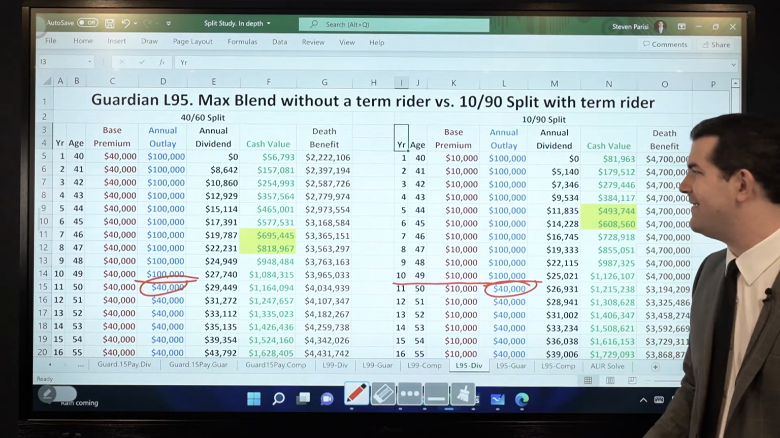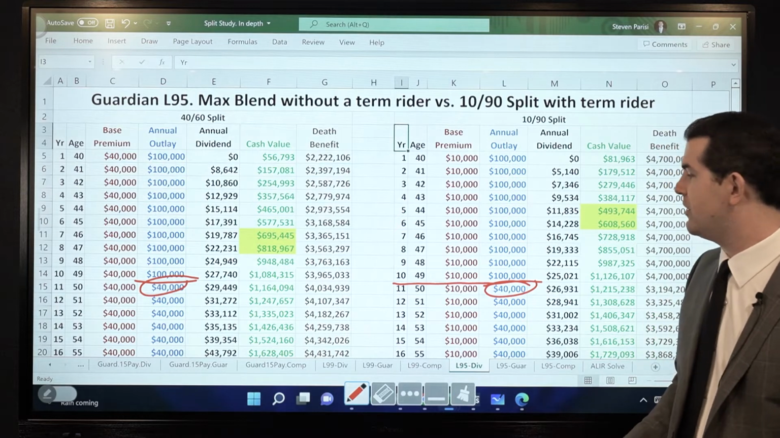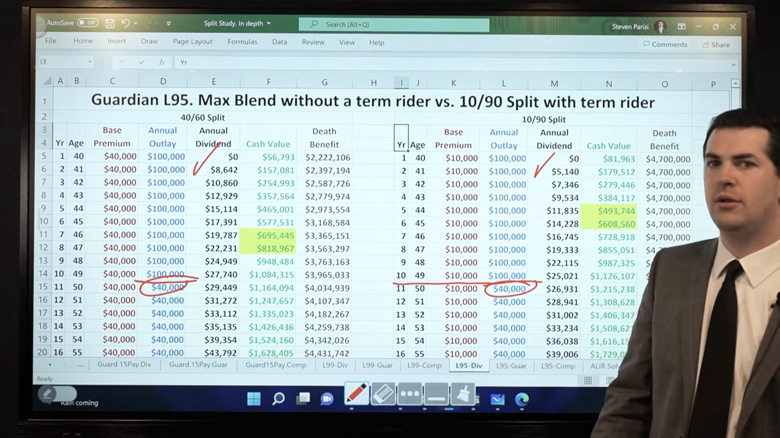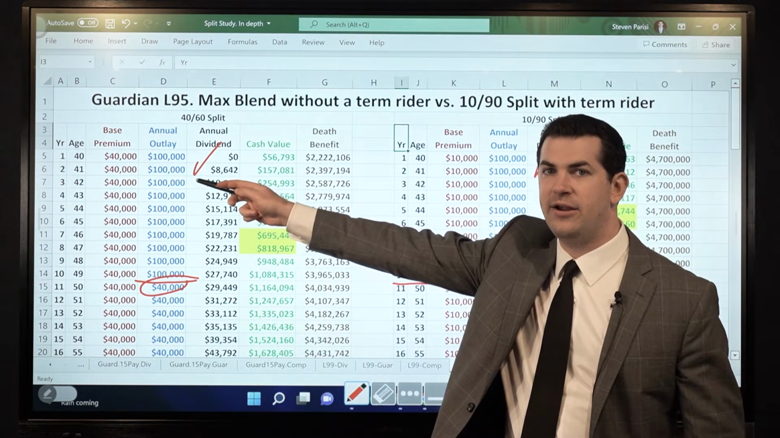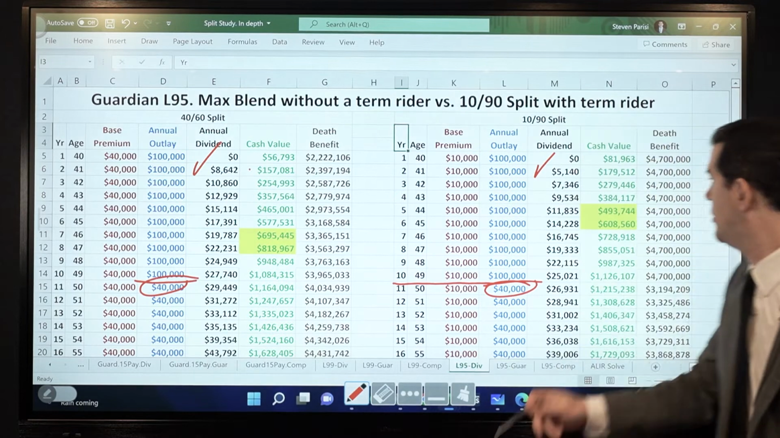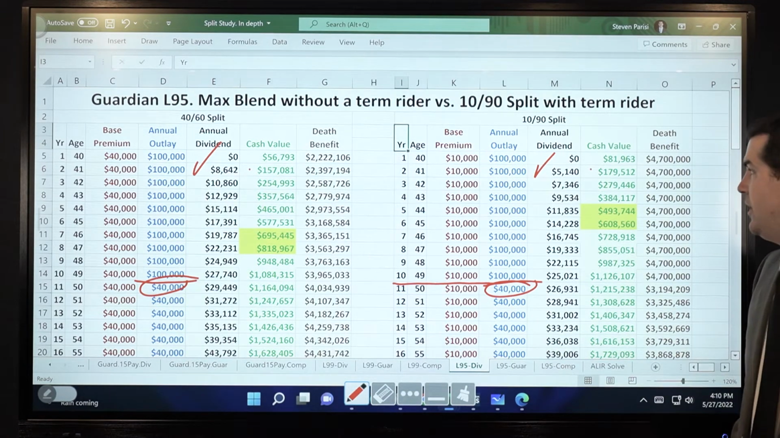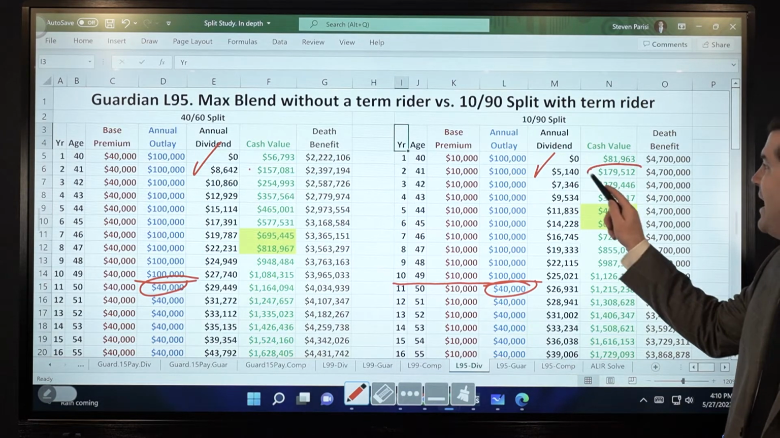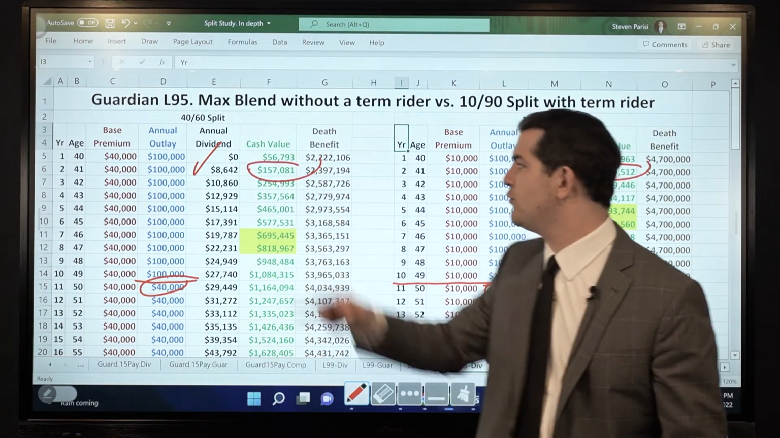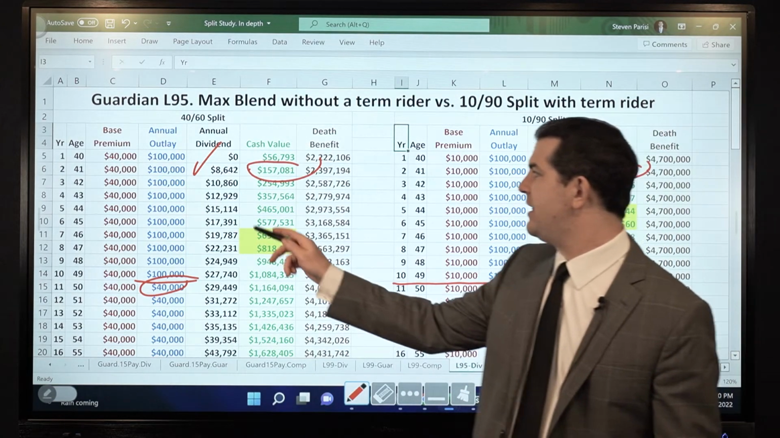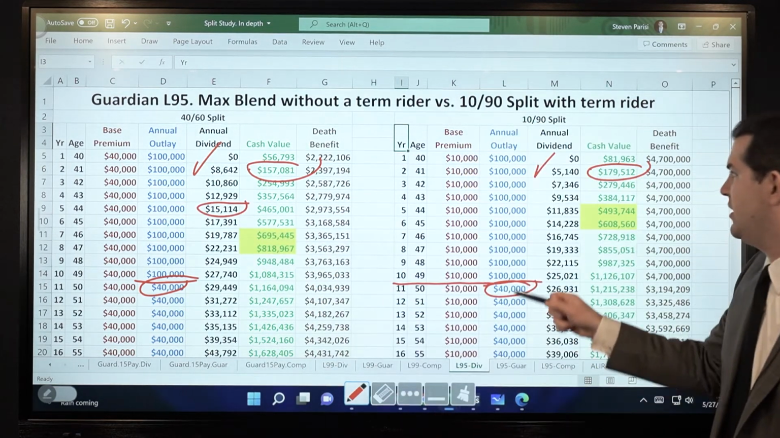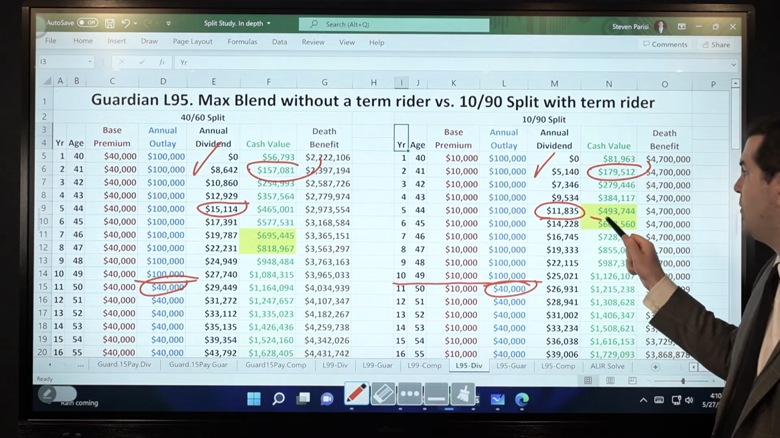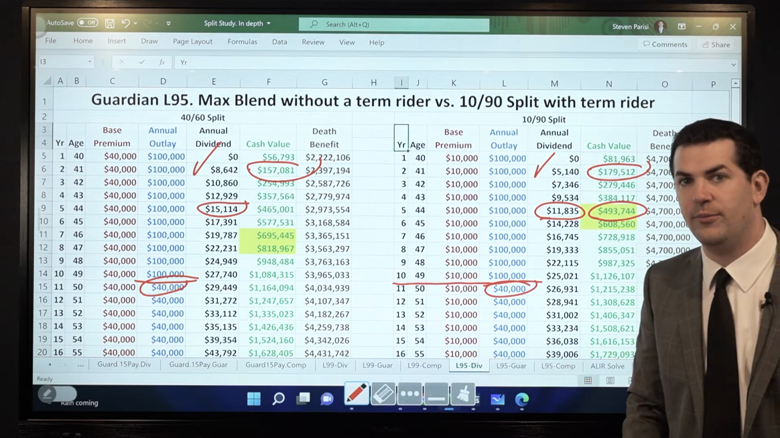What do you notice about the dividends in these two examples? When we look at the actual dividend columns, take year 2, for instance. Dividend payout is higher, but what's your cash value? Big difference there. Over a $20,000 difference. You're at 179 and change compared to 157 over here. If we look at year 5, you're at $15,000 dividend, whereas over here you're at just under 12,000. Yet you've got almost $40,000 more in cash value.